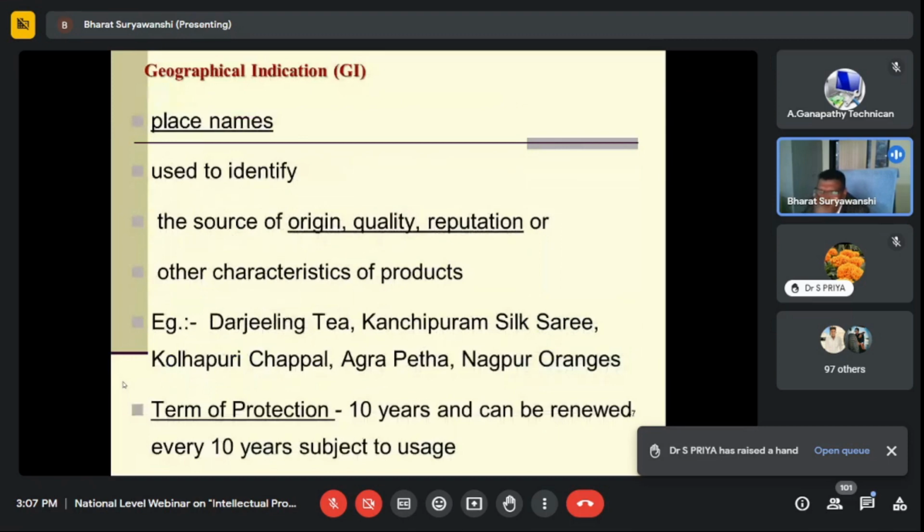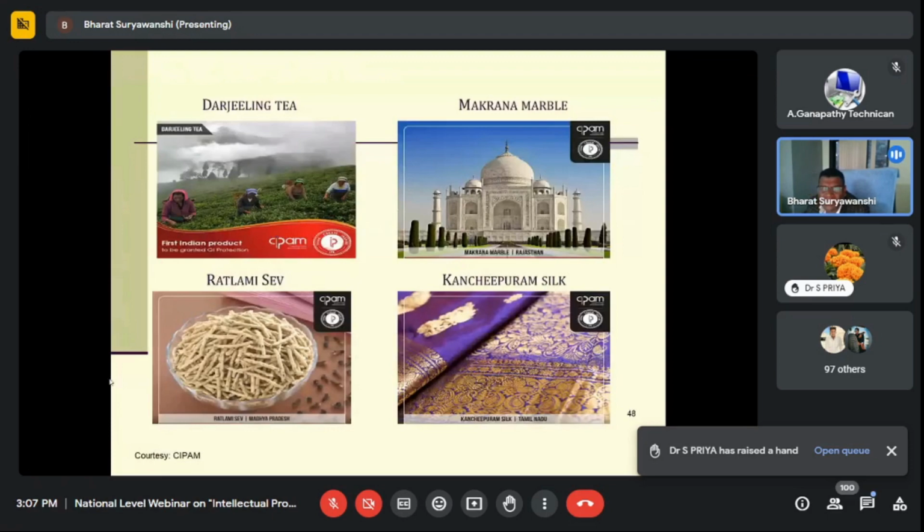Another kind of intellectual property is the geographical indication. Place names used to identify the source of origin, quality, reputation, or other characteristics, like Darjeeling tea, Kanchipuram silk sari, Kolhapuri chappal, Agra petha, Nagpur orange. The term is 10 years, and it can be renewed every 10 years, subject to usage. See, these are different kinds of GIs.